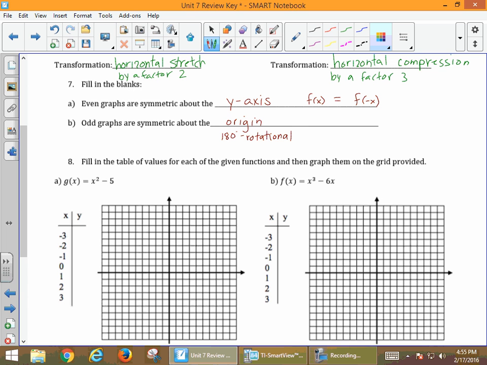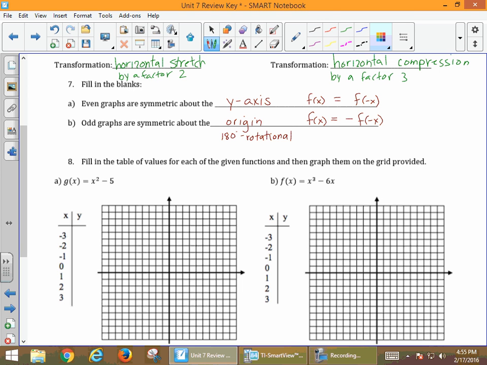So 180-degree rotational symmetry around the origin will make it an odd graph. Again, f of x and f of negative x, they're not exactly the same. They're really, really close to one another. They're the same number but opposite signs. I want to make that a negative and say that one of them equals the opposite of the other one. And that will give me an odd graph.